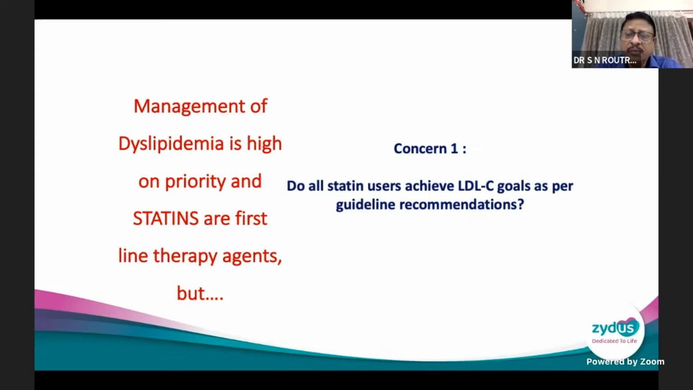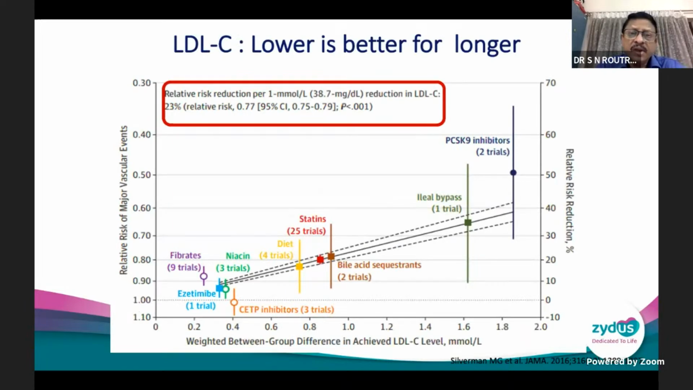What is the reduction of LDL goal with the guideline management of lipid treatment? If you reduce the LDL cholesterol for a longer period, definitely the benefit remains for a longer period. So you have to reduce the cholesterol to the lowest possible target for a longer period to get the maximum benefit. These are the different trials with ezetimibe, fibrates, niacin, 25 trials of statins, bile acid sequestrants, ileal bypass, and PCSK9 inhibitors. All have shown that each 1 millimole per liter reduction of LDL cholesterol translates to a 23% relative risk reduction of cardiovascular events.